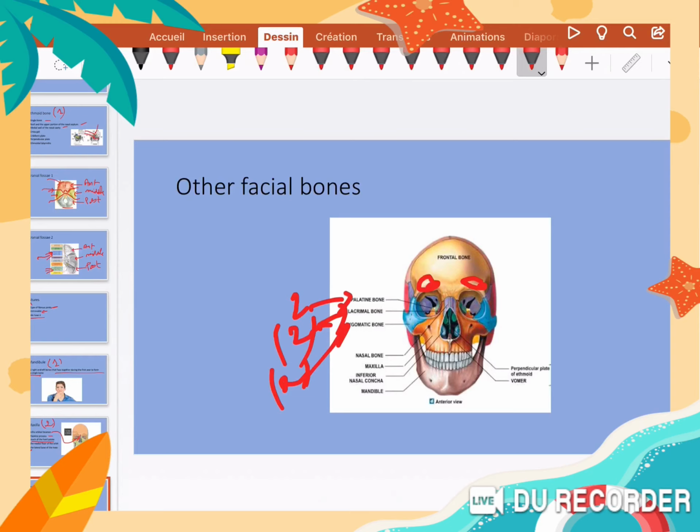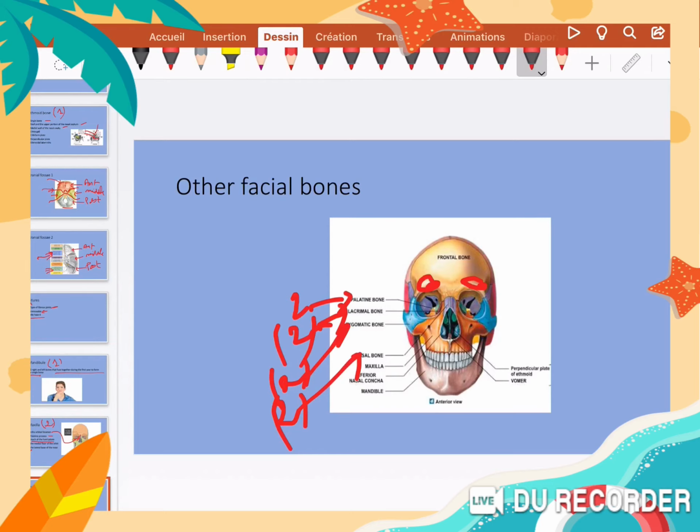Also, okay, let's see it. This is the zygomatic bone. Okay, so we have two zygomatic. Also we have two nasal bones. The nasal bones form the bridge of the nose, where when we put our glasses, we can put them on this part here. This part is formed by the nasal bones, two nasal bones, the right and left nasal bones.